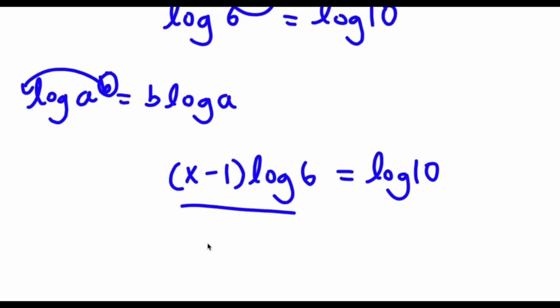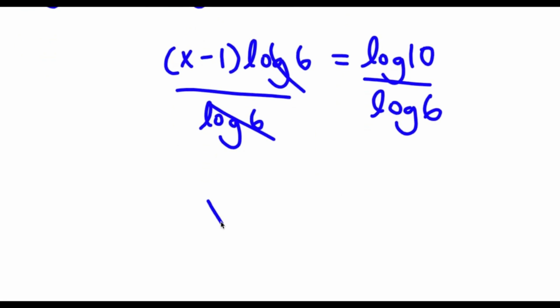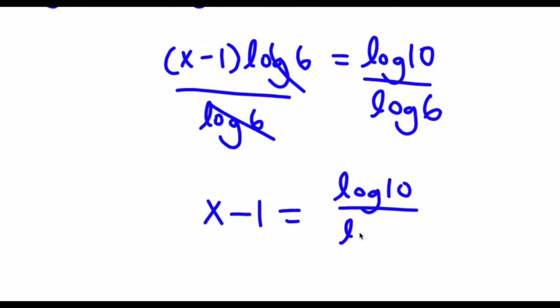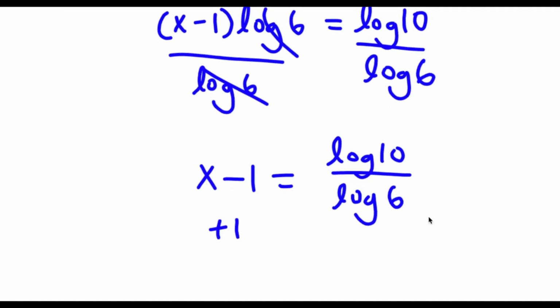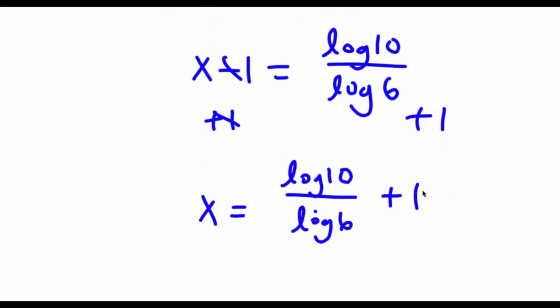Now, if I divide both sides by log 6, these two cancel out, and now I'm left with x minus 1 is equal to log 10 over log 6. Now I'm going to go ahead and add 1 on both sides. So these two cancel out. Now I'm left with x is equal to log 10 over log 6 plus 1.